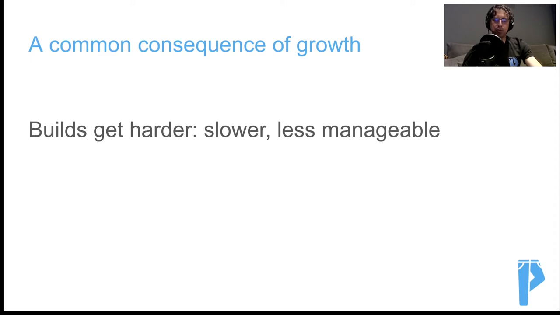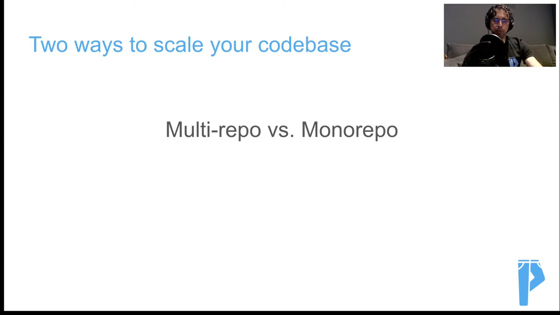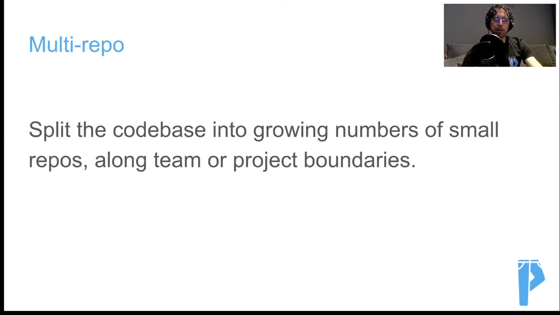As your organization and your code base grow, we have to choose how to manage that in a scalable way. And we have two architectural alternatives, multi-repo and monorepo. Let's start by talking about multi-repo. In the multi-repo architecture, you split your code base into growing numbers of small repos, typically along sub-team boundaries or project boundaries or library boundaries. And this often happens because it's the path of least resistance. The Python tooling nudges you in that direction in various ways.